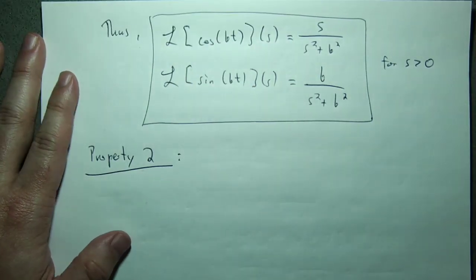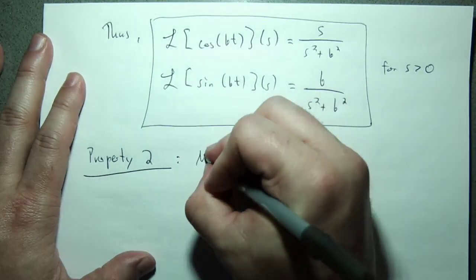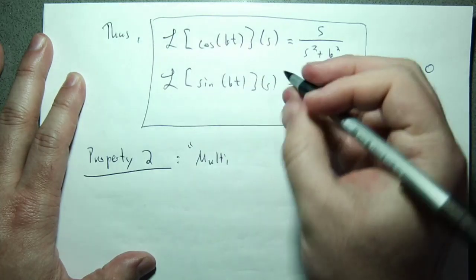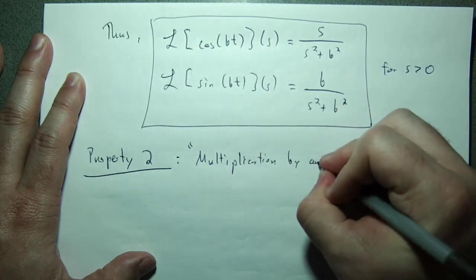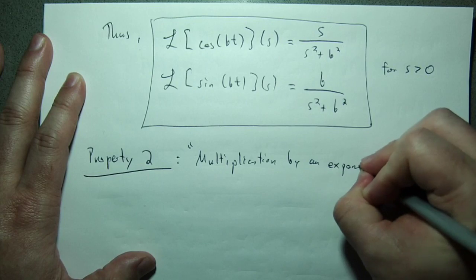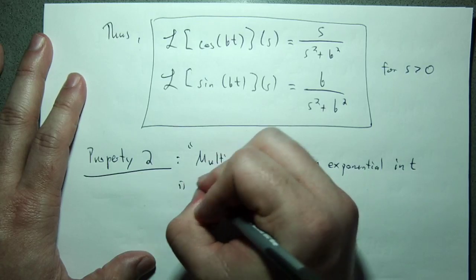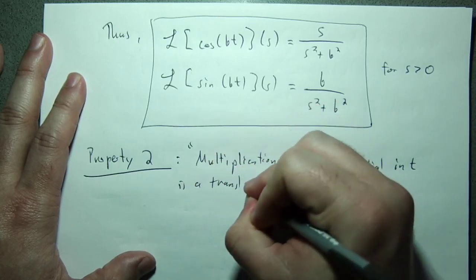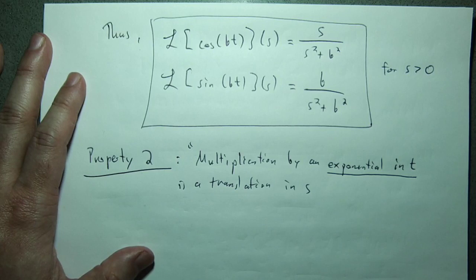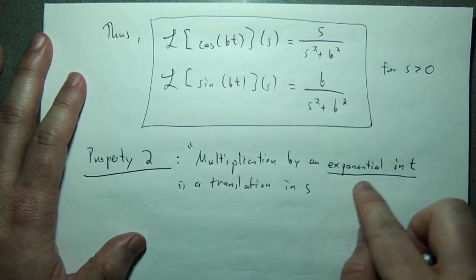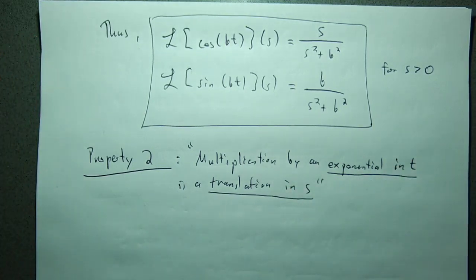Okay, so this is a very important property of Laplace transforms. Multiplication is best thought of in the following way: multiplication by an exponential in t is a translation in s. So multiplying your function that you're computing the Laplace transform of by an exponential in t yields a translation in s. Okay, what does that mean?